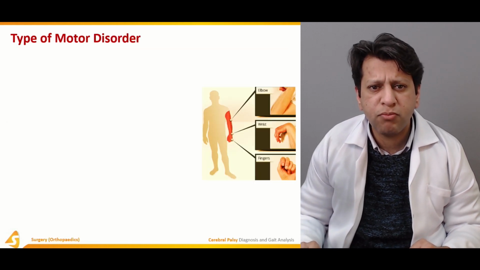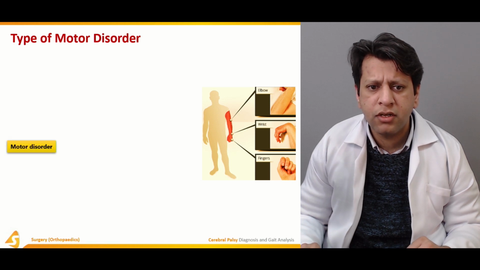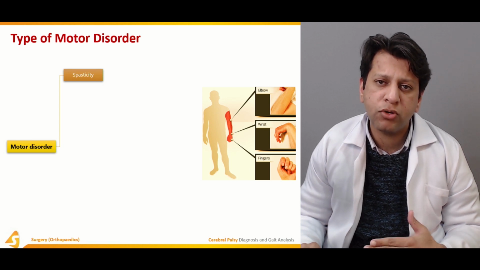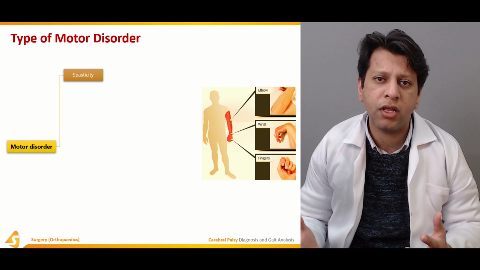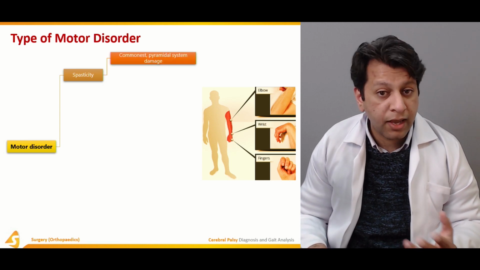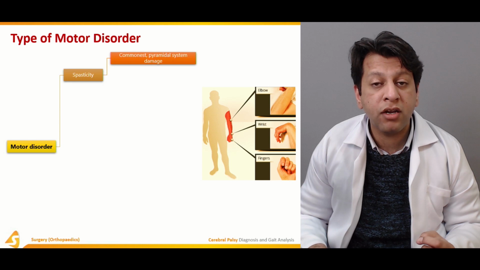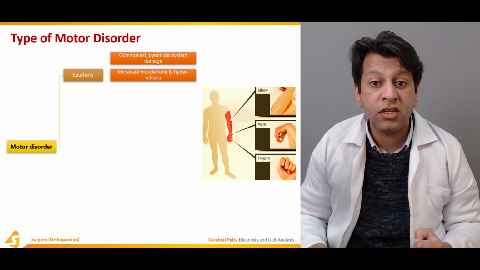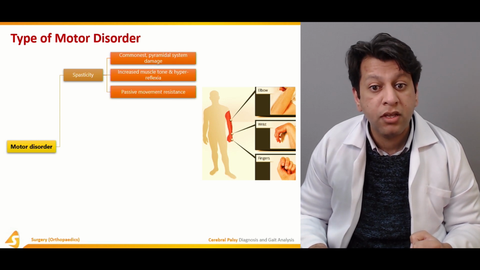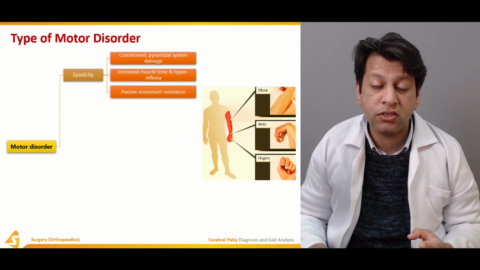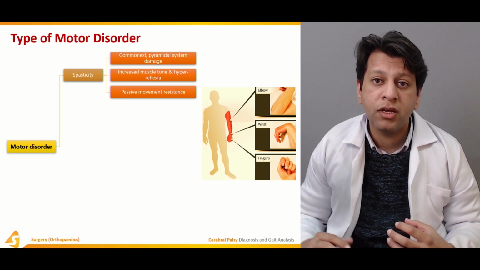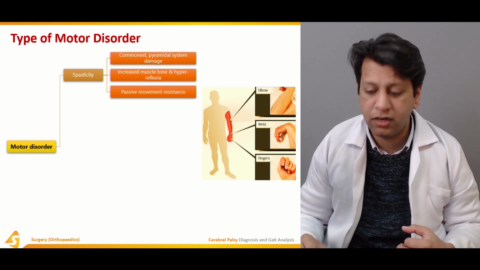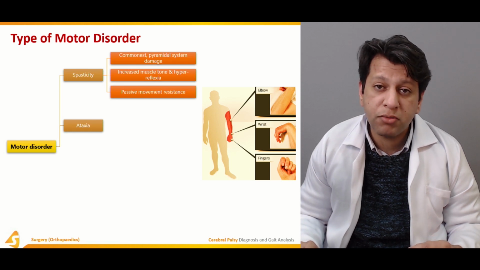So what are the different types of motor disorders associated with cerebral palsy? These include spasticity, which is the most common. Why is it the most common? Because it's an upper motor neuron lesion, usually presenting with spastic paralysis or paresis of the muscle. It involves pyramidal system damage, that is, the corticospinal tract is damaged. There's increased muscle tone and hyperreflexia. Passive movement is resisted and they are unable to perform daily activities like walking or grabbing something with their hands or arms.